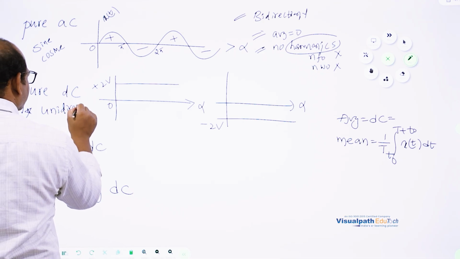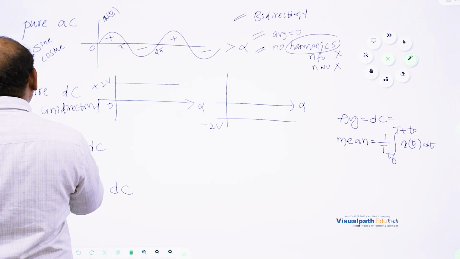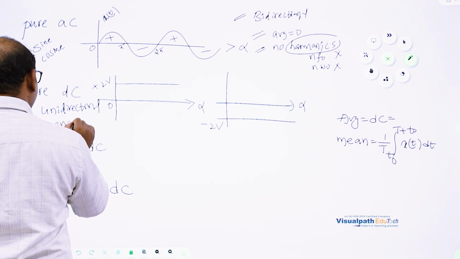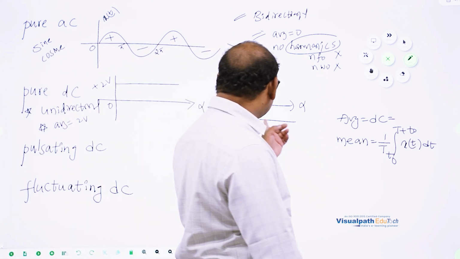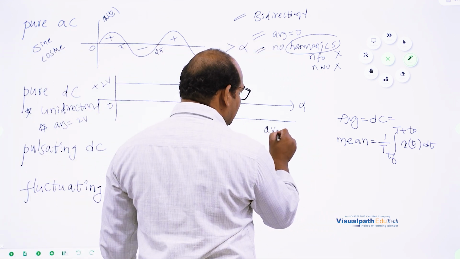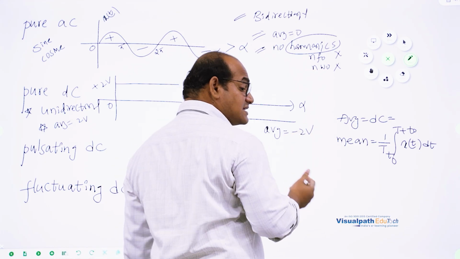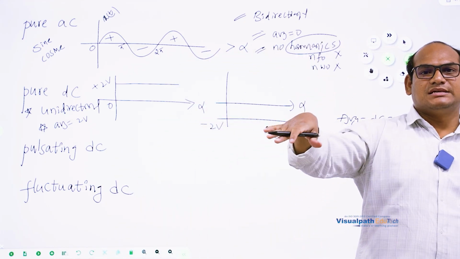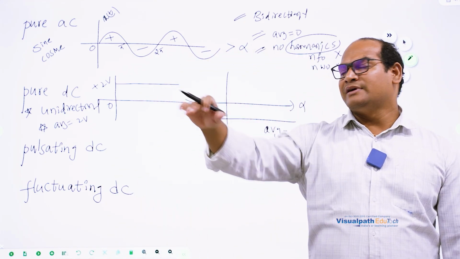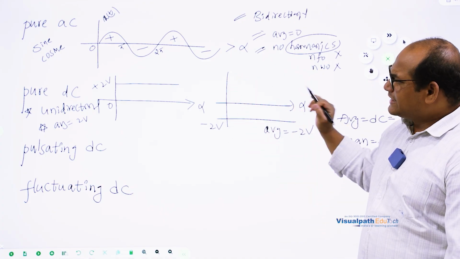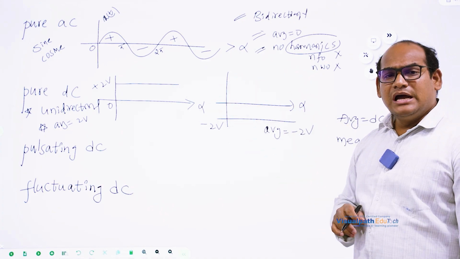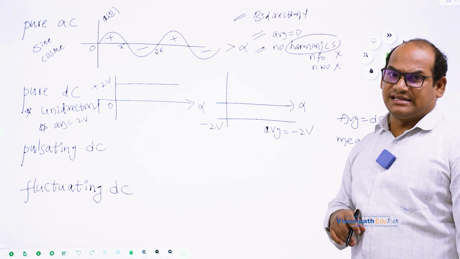It is a unidirectional signal, and its average value is equal to its value directly: plus 2 volts. And in this case, the average value is equal to minus 2 volts. Like this we can tell. No fluctuations. It is a constant value, either plus 2 volts or minus 2 volts. Then we will come to the pulsating DC signal.